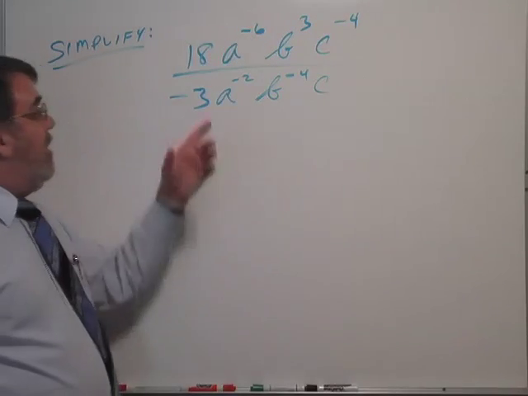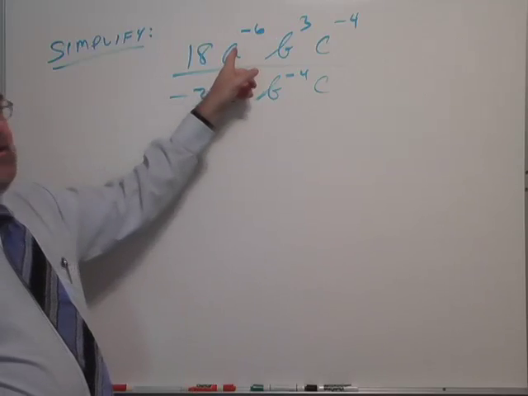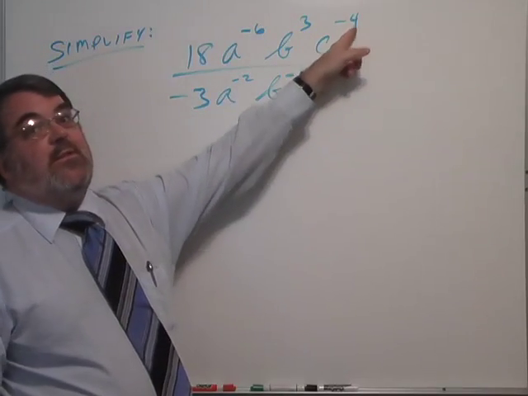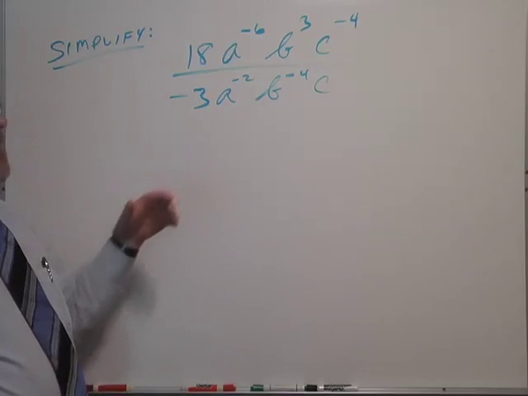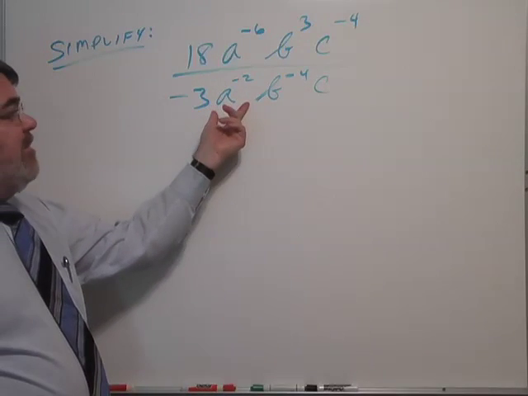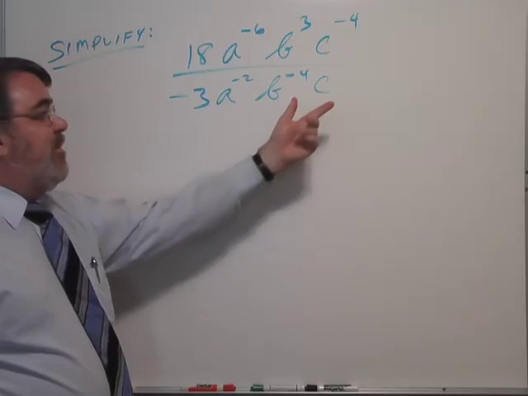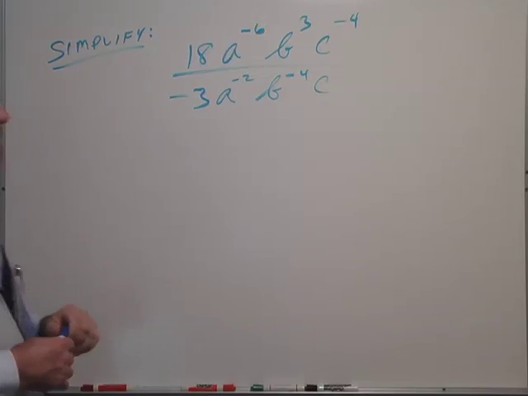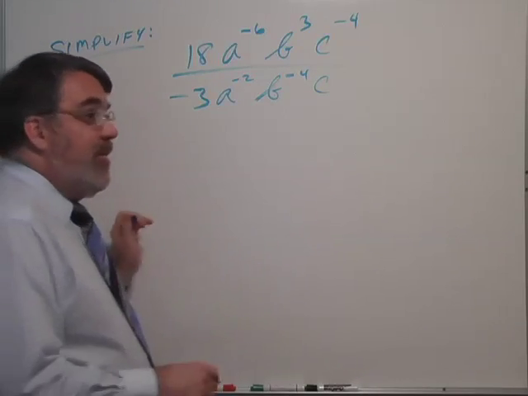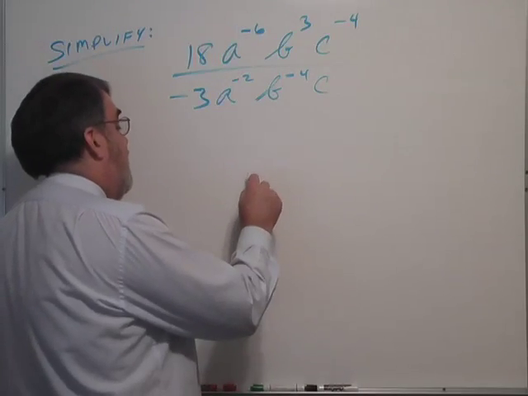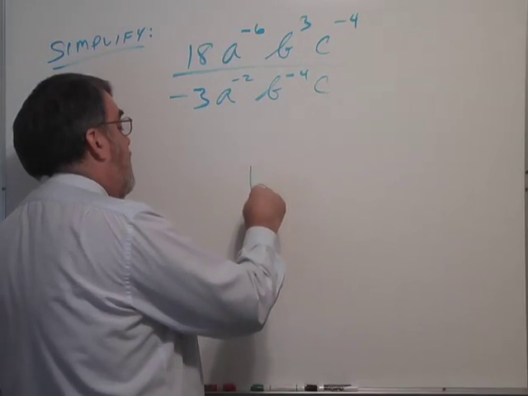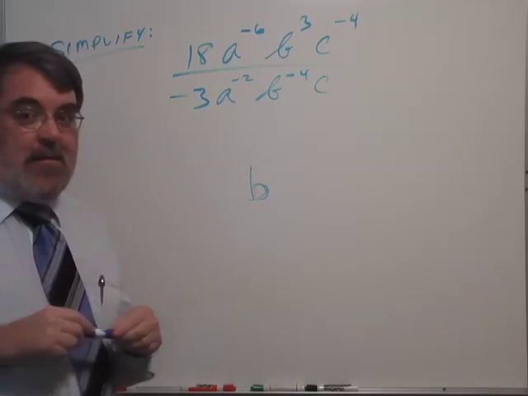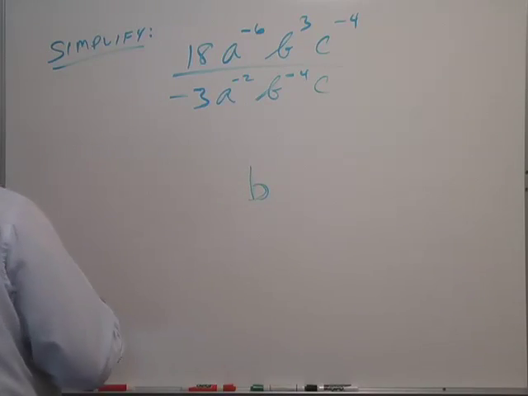Here's our problem. Simplify 18 times a to the minus 6th, b to the third power, c to the minus 4, all divided by negative 3 times a to the minus 2nd, b to the minus 4th times c. All right, and just one more reminder. Those of you who like to print your B's, if your B's look like your 6's, that could be a problem here.